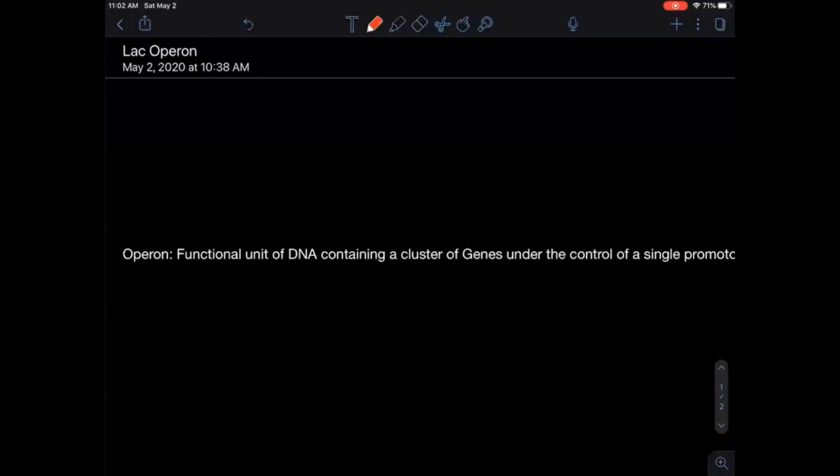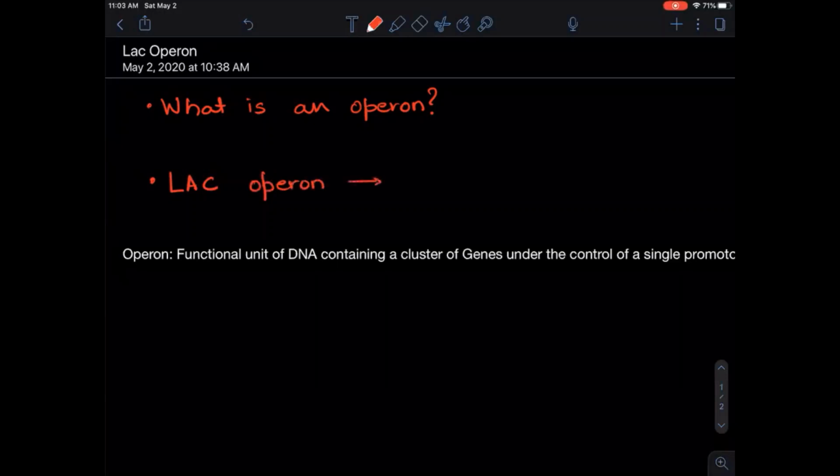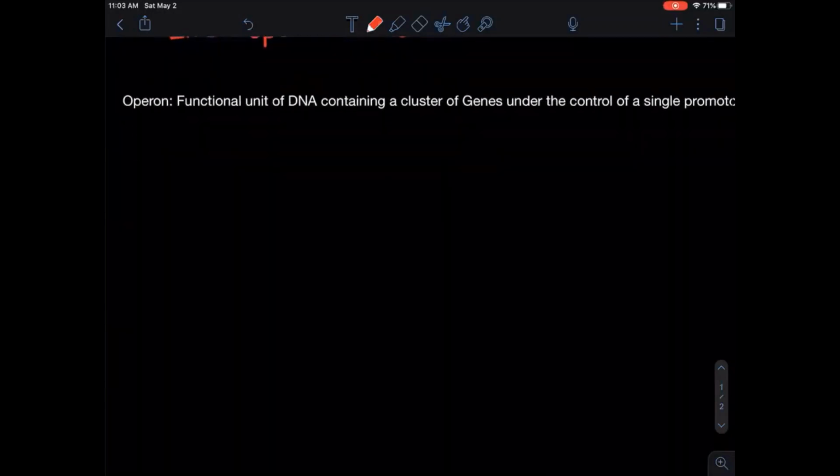Hi guys, today we'll be looking at the operon concept, that is, understanding what an operon is, and we will be focusing on the Lac Operon, which is used by E. coli to metabolize lactose, which is a carbohydrate.